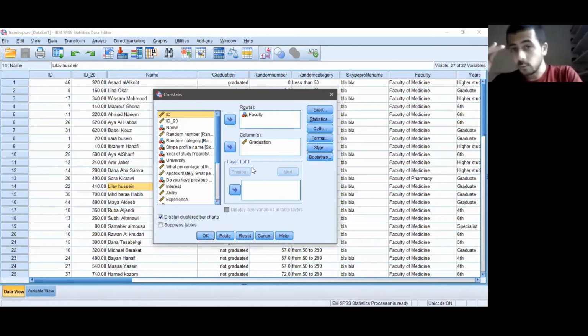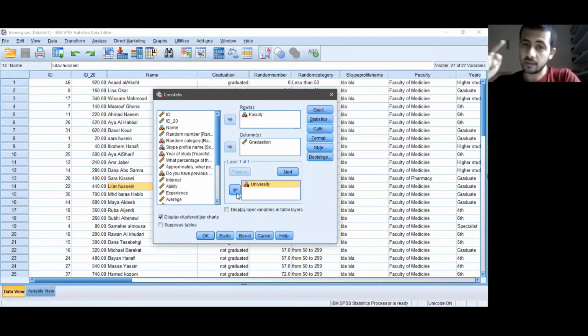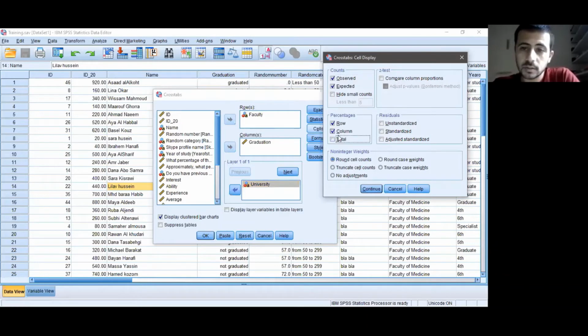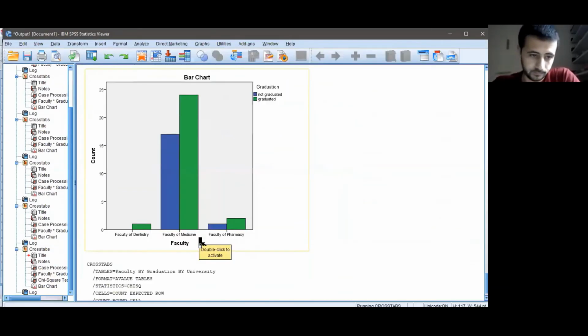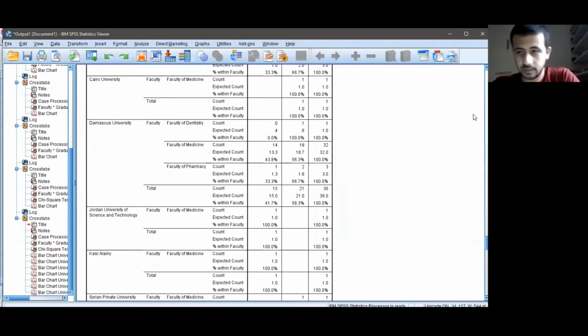Okay, then I will divide those in the faculty by that thing. Okay, I think the university is a confounder. Okay, university is affecting the faculty and the graduation. I hope we can see it clearly. And now we will just remove the percentages, the unneeded ones, and hit OK. You can see how huge the table became.